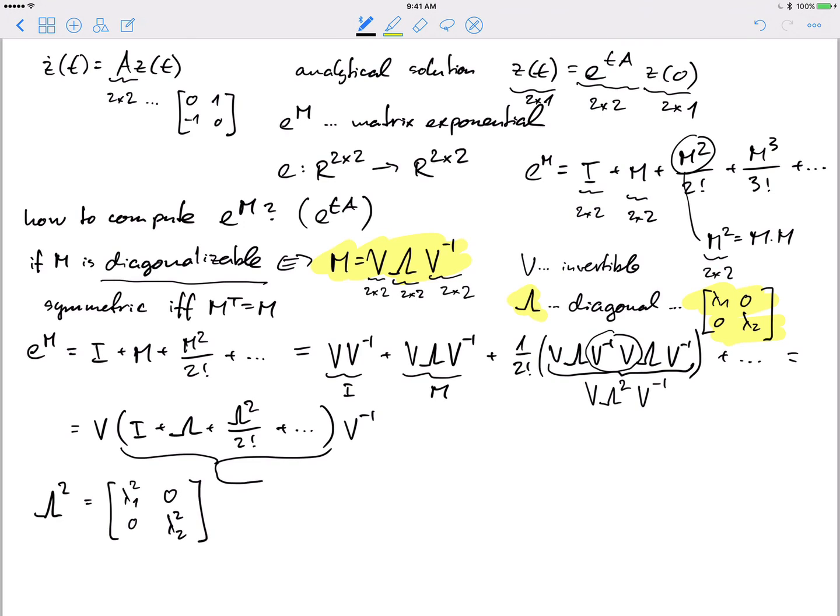So what is this thing together? Actually, that's the key thing there. What's that infinite sum with the lambda matrix? The lambda matrices are now diagonal. Diagonal matrices are very simple kinds of matrices.